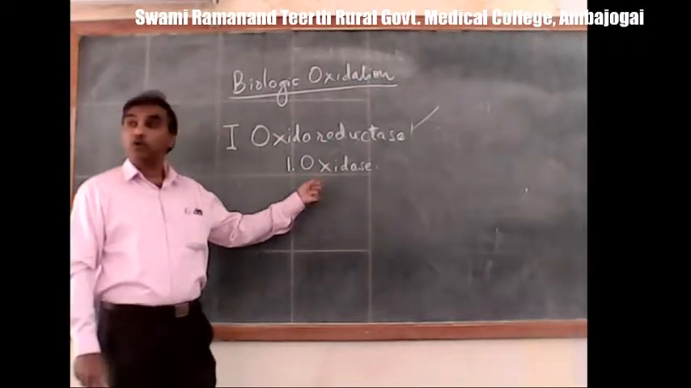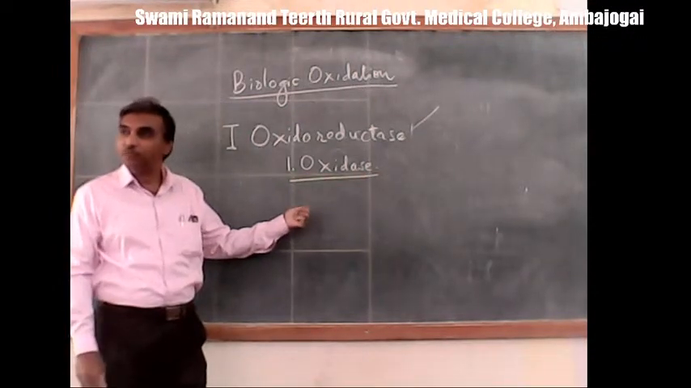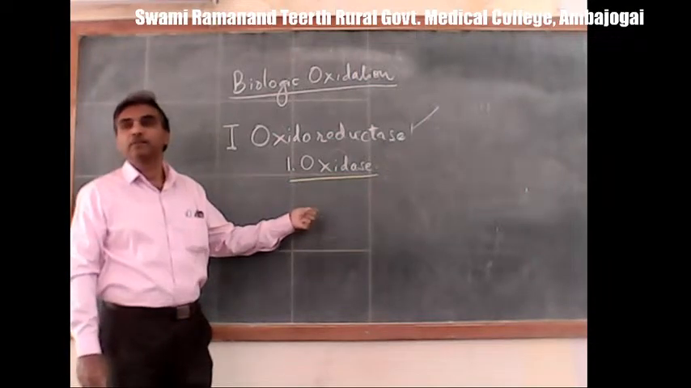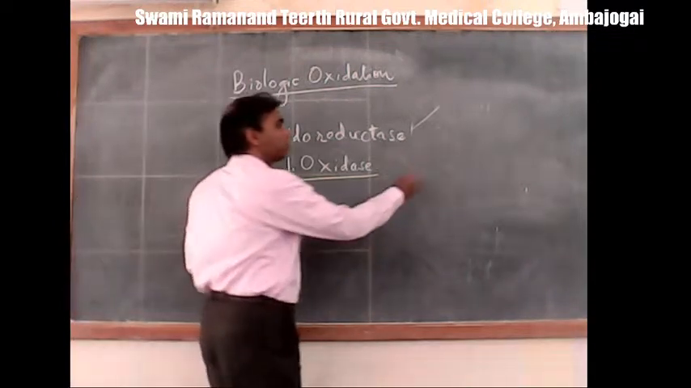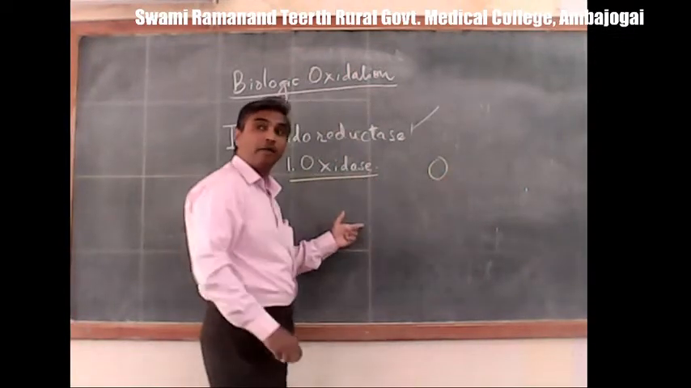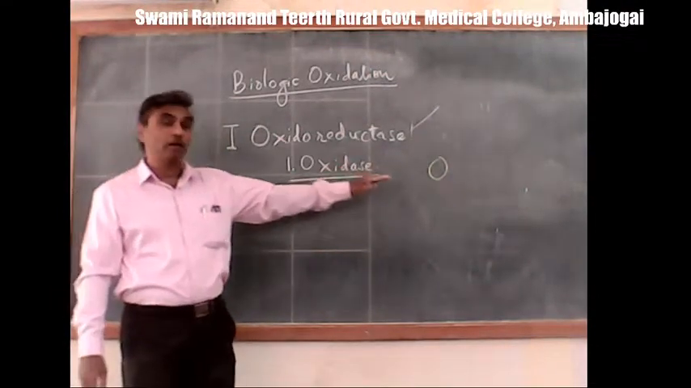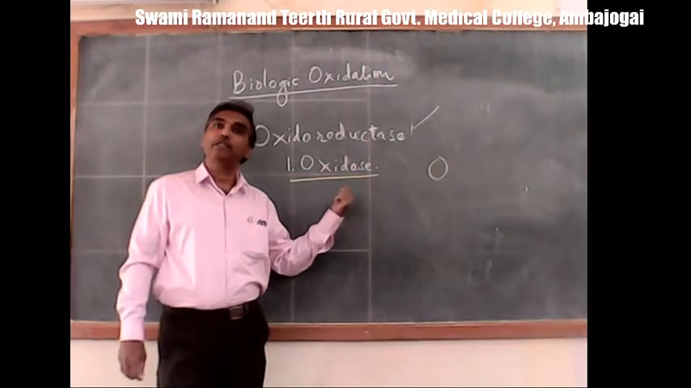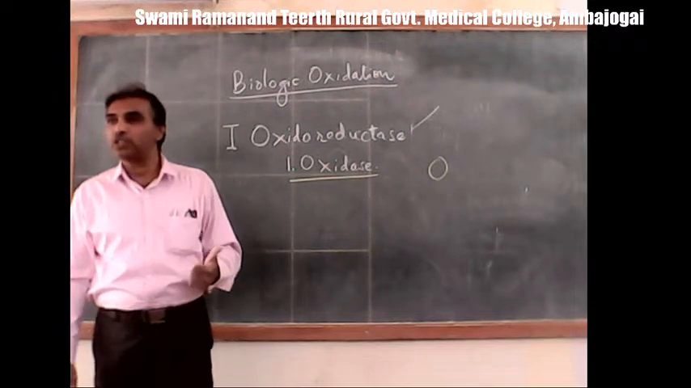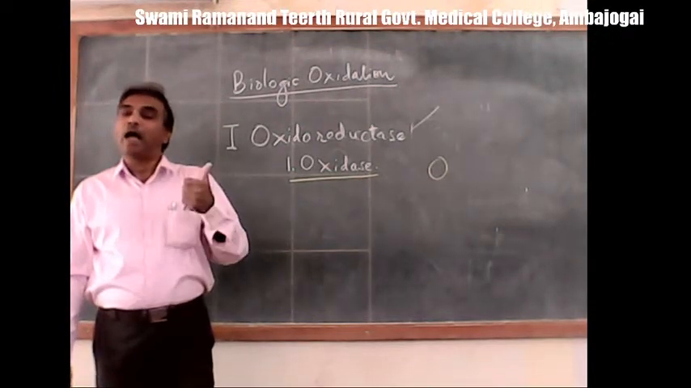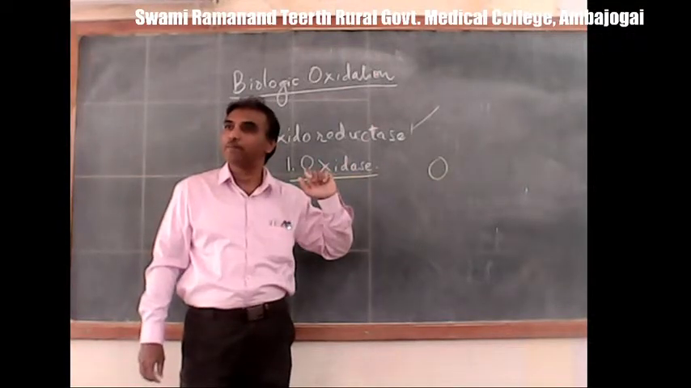So, oxidase is the first class of enzyme. How will you define oxidase? Oxidases are the enzymes which use oxygen as hydrogen acceptor.